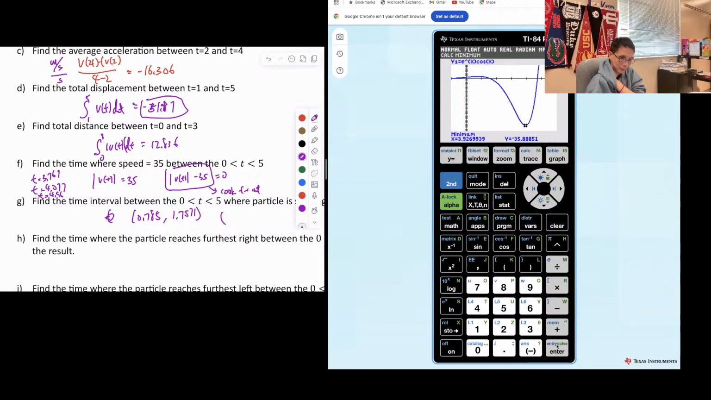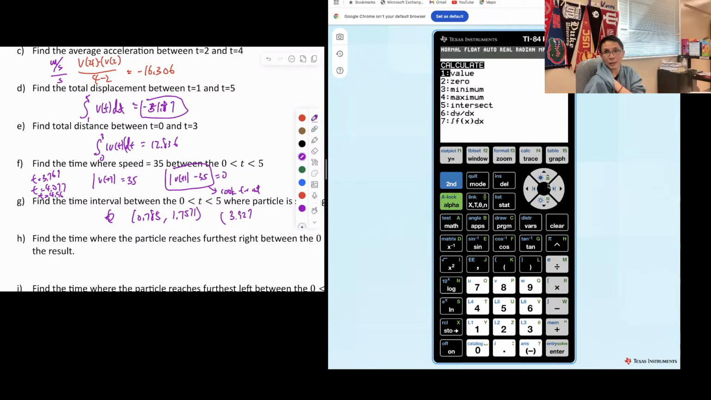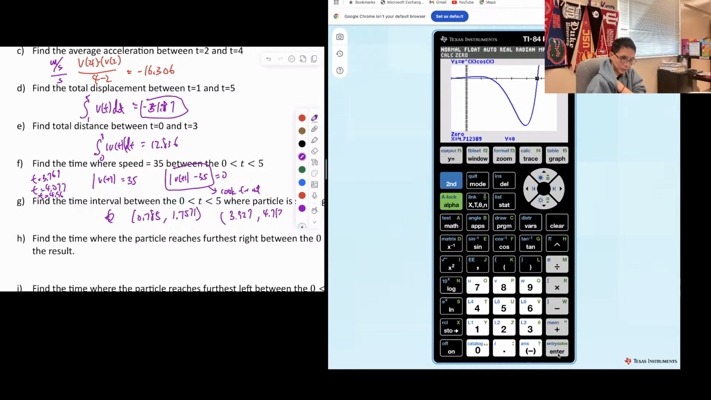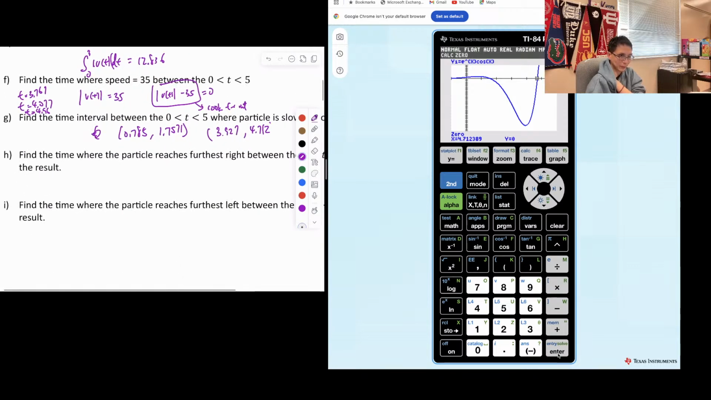So 3.926, is that right? 927, I feel like that's the wrong value. I don't know. Second calc of the zeros from here to here. And that's 4.712. And that's done. Does that make sense?